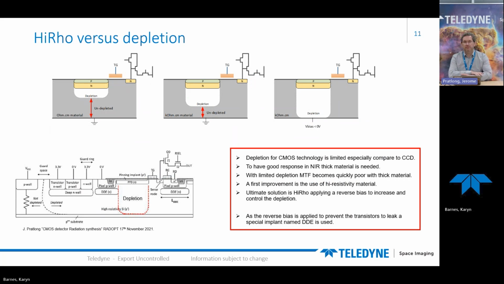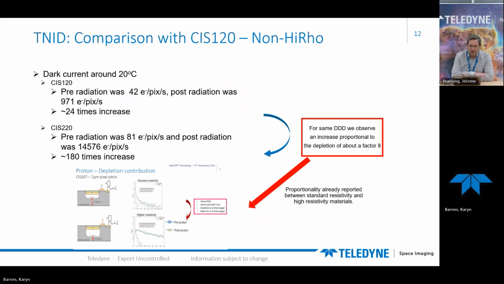We also did some experiments on what we call aero technology. The aero technology differs from the standard technology by the fact that we have a means to apply a negative voltage at the back of the detector, and that enables an even larger depletion, hence a higher volume of depletion. If we compare to the CIS-120 with a similar pixel but on aero technology, we see an increase of about a factor 8.